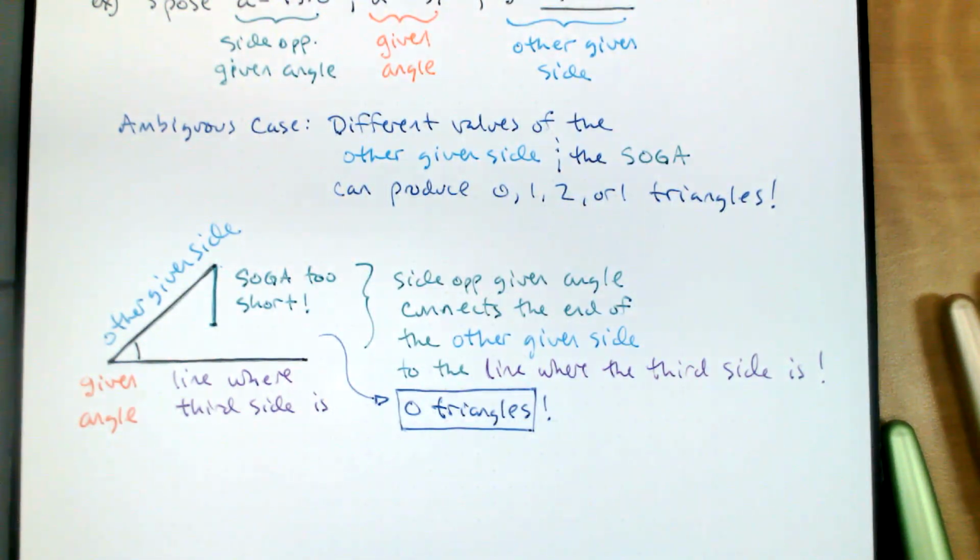So one thing that could happen is that the side opposite the given angle is too short to reach, to connect the end of the other given side to the line where the third side is.